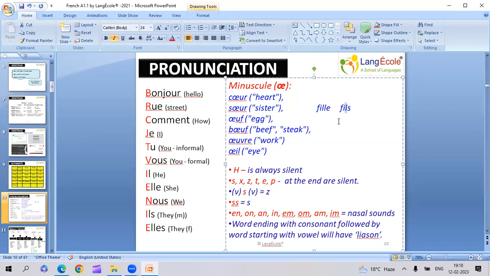So this means son and this means daughter. Fee and fees, not fills. Maybe to differentiate between girl and boy, son or daughter, they have made this. Okay.